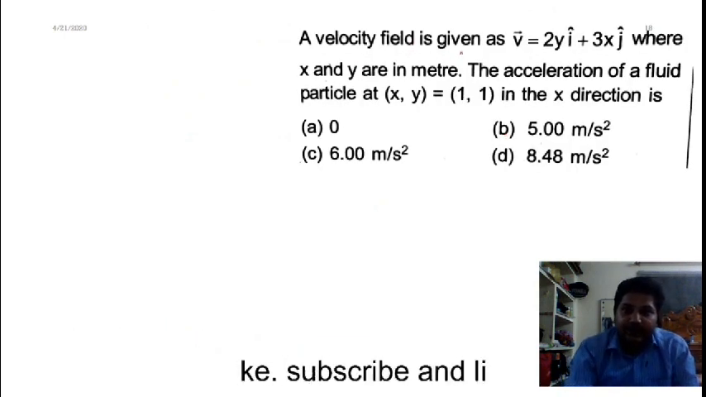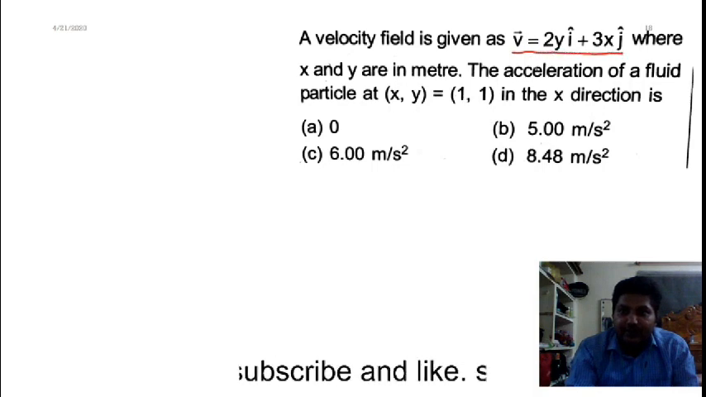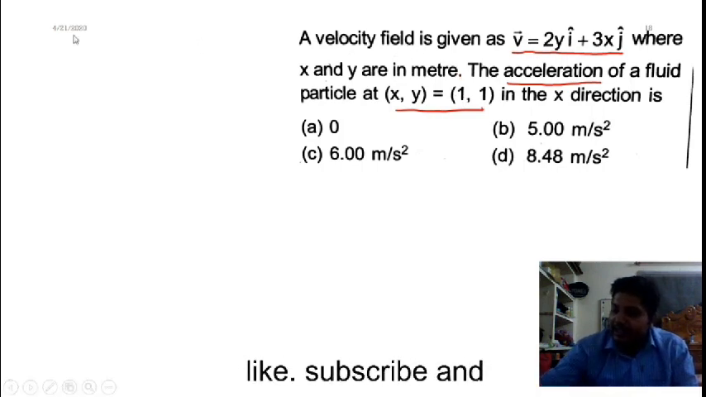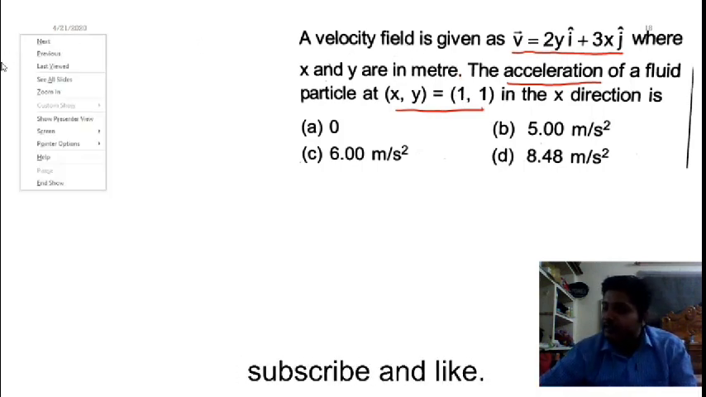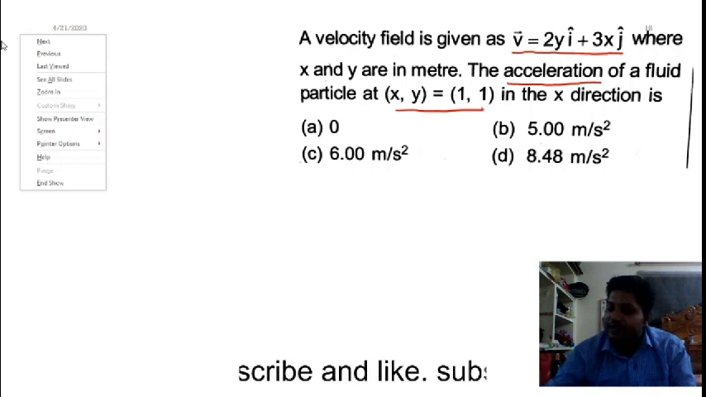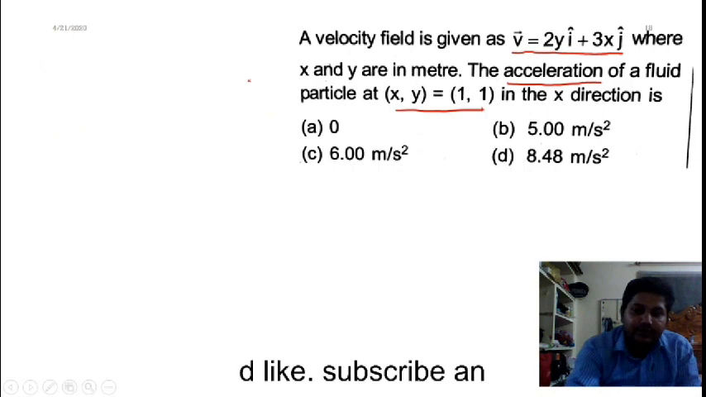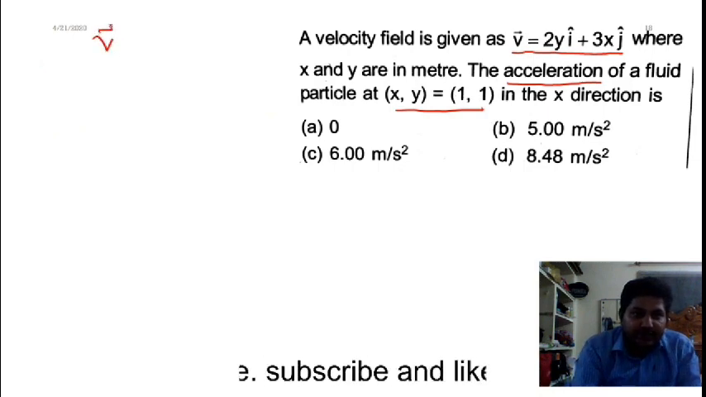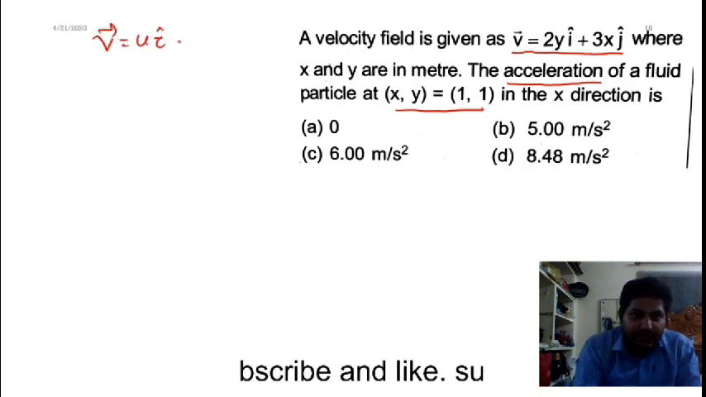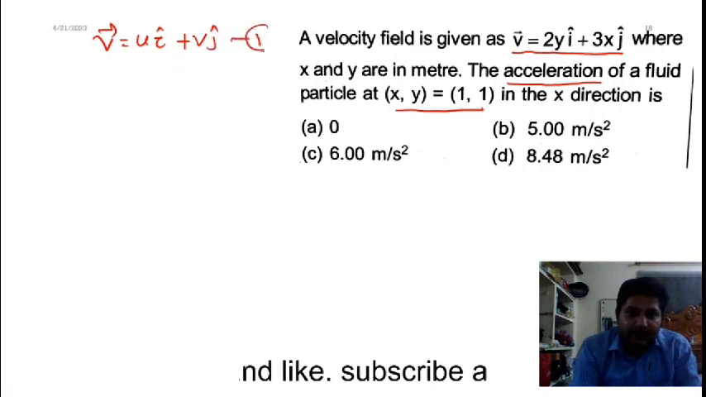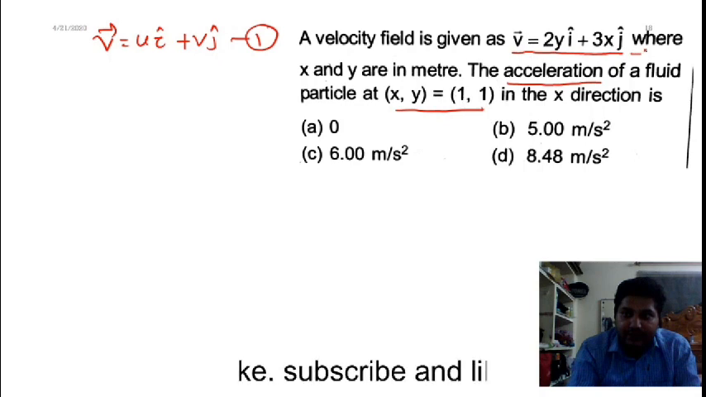Now the velocity field is given, and you have to find the acceleration of the particle in one direction. This is the last problem, I think. No, another problem is there. The last two problems are there. Suppose the velocity field we can write as 2y i cap plus 3x j cap. So this is equation 1 and suppose this is my equation number 2.